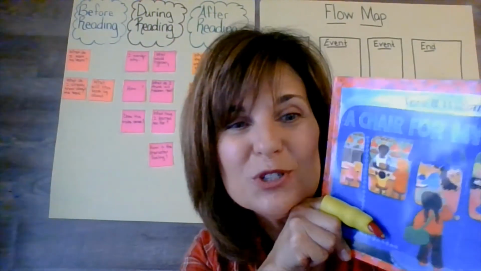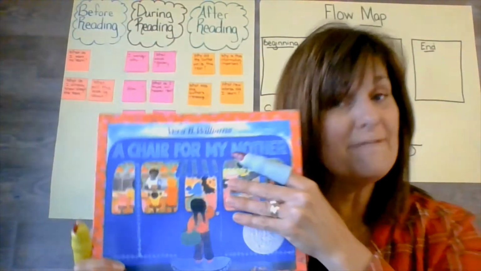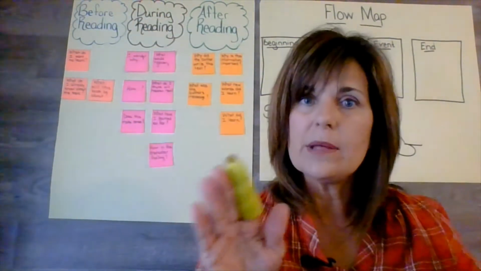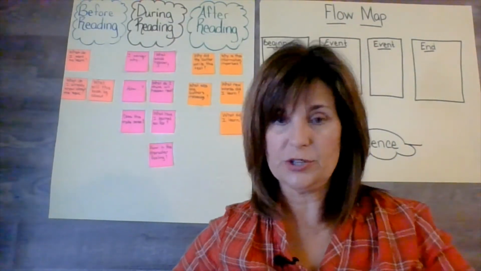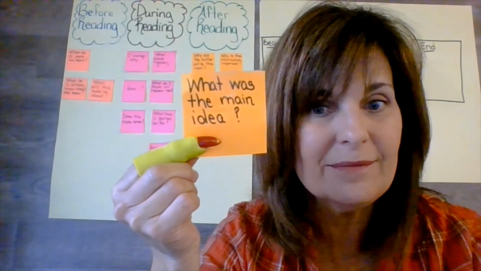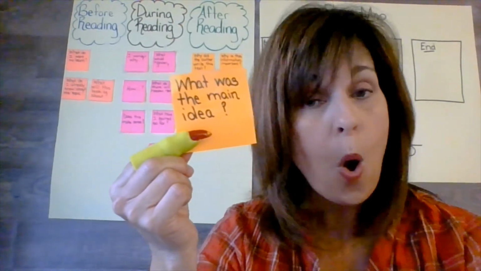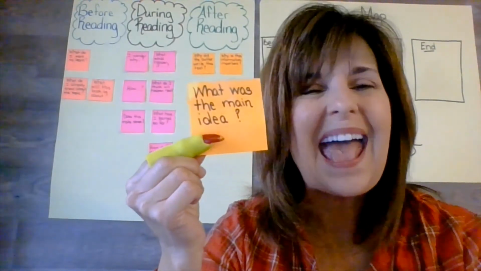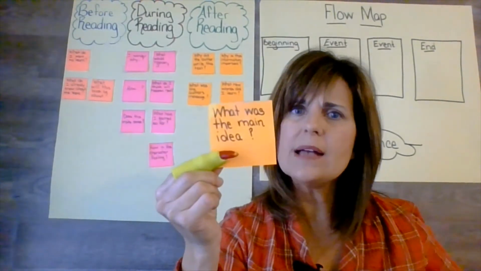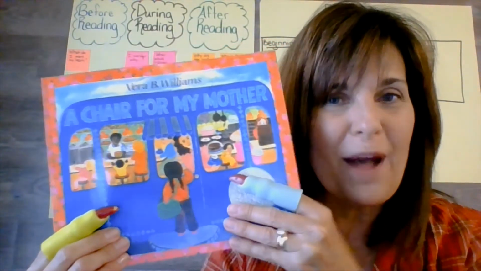I hope you enjoyed our selection today, A Chair for My Mother by Vera B. Williams. Now, let's review that last question that we were thinking of. What was the main idea? Can you turn to a brother or sister or cousin or maybe the adult in your house and tell them, what was the main idea of A Chair for My Mother by Vera B. Williams?